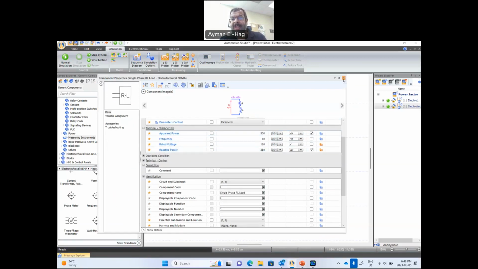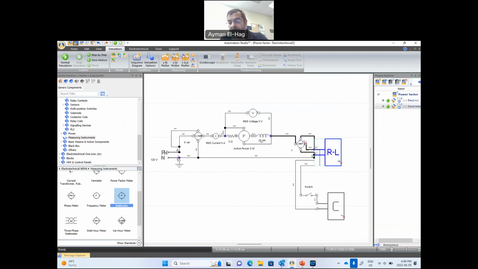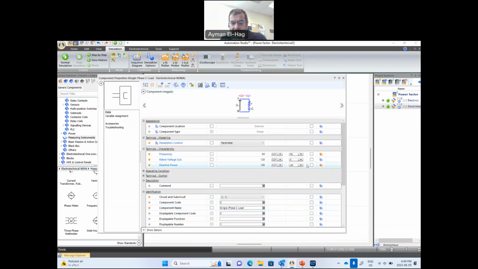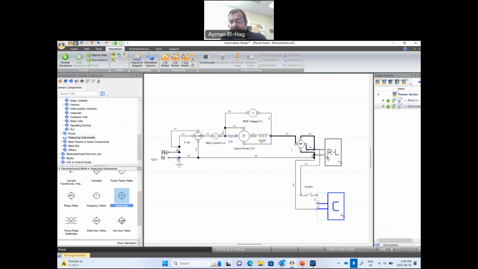So it's highly inductive. I connect here to the load the power factor meter to measure the power factor before and after adding the capacitor bank. Here is the capacitor bank, and if you double click on it, it provides 100 var. So part of this reactive power will be coming from the capacitor locally.